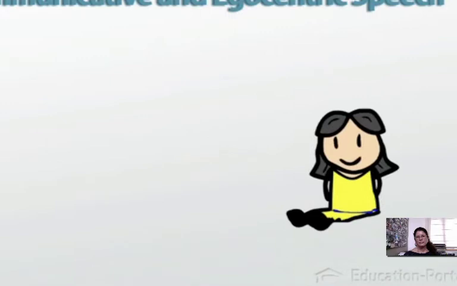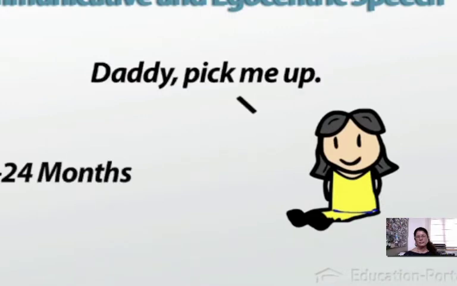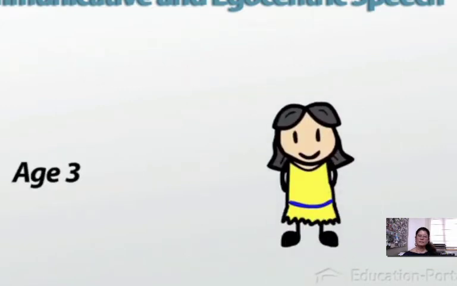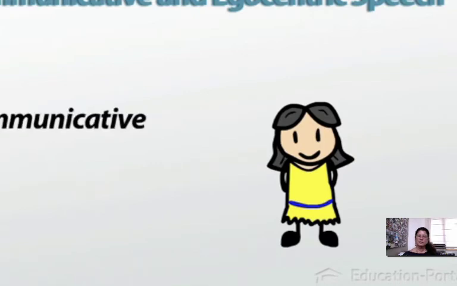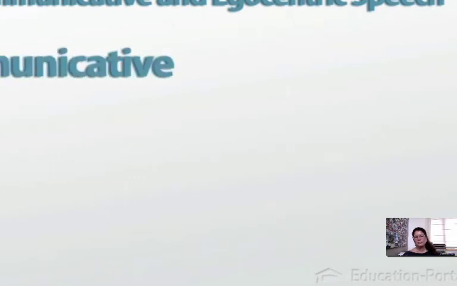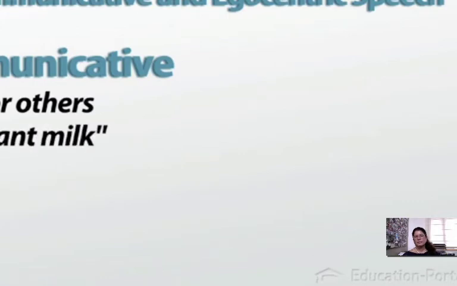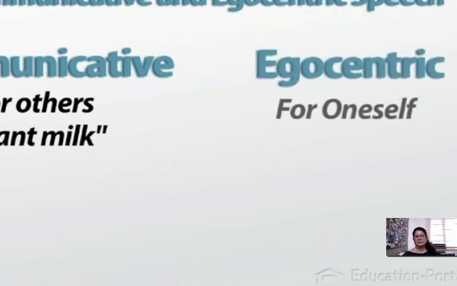The final stage is communicative and egocentric speech. As indicated in the description of naive psychology, the child between 18 and 24 months begins to use adult words and rapidly expands his or her vocabulary. Subsequently, at about age 3, the child's speech splits into 2 types of speech, communicative and egocentric. Communicative, also referred to as external speech, is for others, and the child at age 3 is able to use simple sentences such as, "I want milk." In contrast, egocentric speech is for oneself.